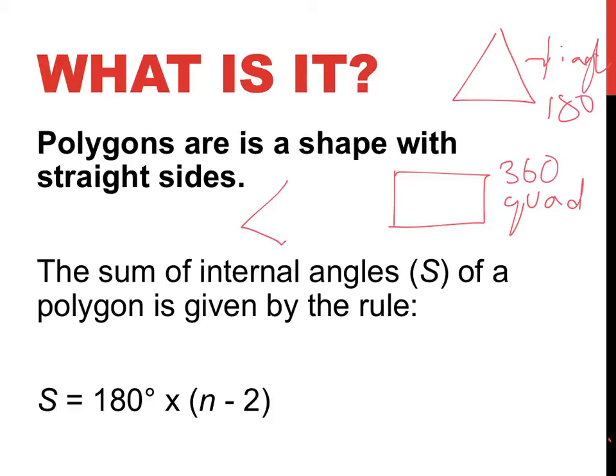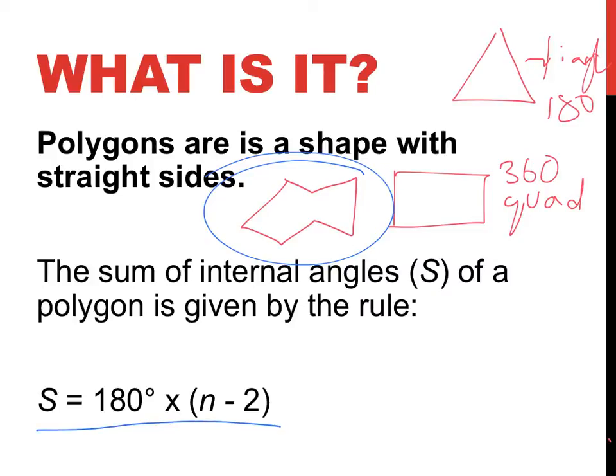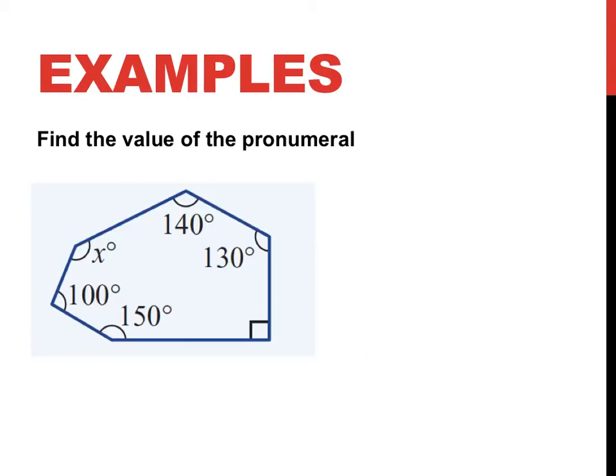What happens if I draw this shape? What the hell is that? It is a shape with straight edges and straight sides. It's not a quadrilateral, it's not a triangle. It's another type of polygon, and we call it an irregular one, okay? And how we work out the size of the angles in there is using this rule. 180 times n, where n is the number of sides, minus 2. 180 times whatever the amount of sides it is minus 2, I times that by 180 and I find the answer.